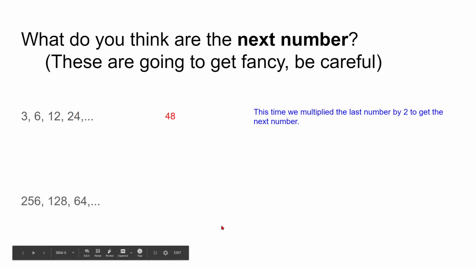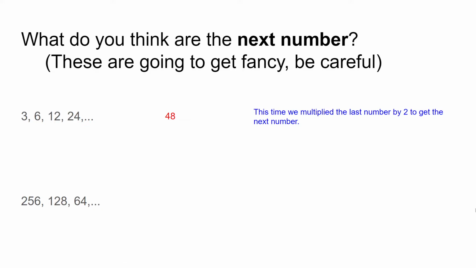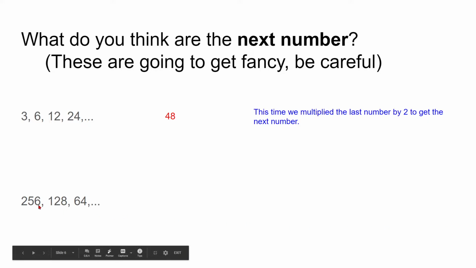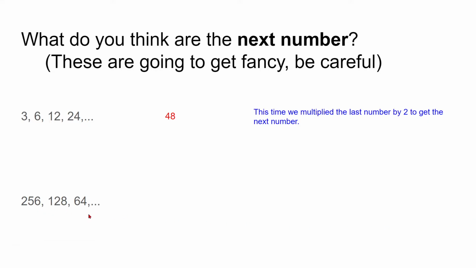So on this one, try it out. Pause the video if you need to. Okay, so on this one, the numbers are getting smaller. You're obviously not adding. From 256 to 128, the difference is 128. So the difference from 128 to the next 64 isn't the same thing. We're not subtracting. So then we try dividing.